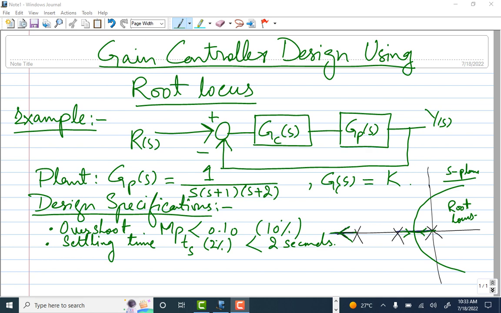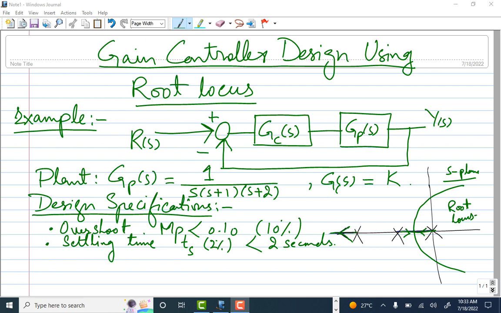We have this block diagram that is given to us. R(s) is the reference, Gc is the controller that we need to design, Gp(s) is the plant dynamics, and we have a unity feedback. The plant dynamics is 1 divided by s into (s plus 1) and (s plus 2). So there are three poles actually. This is a third order system and we have to design the gain controller.